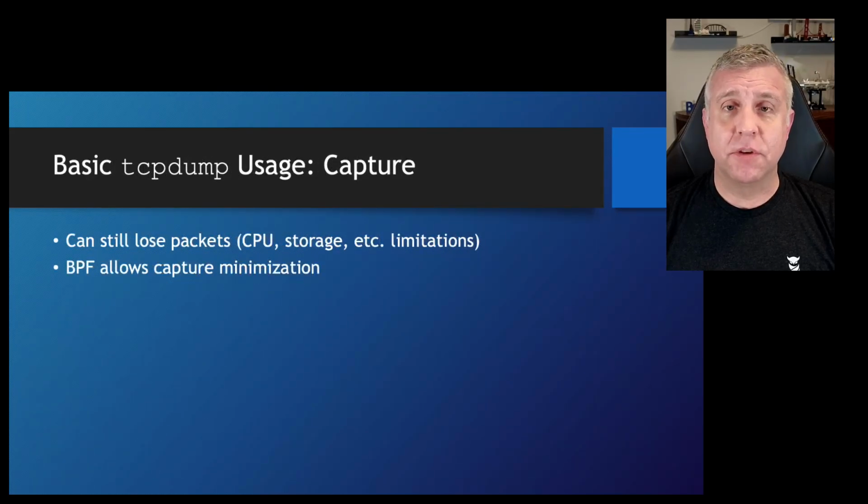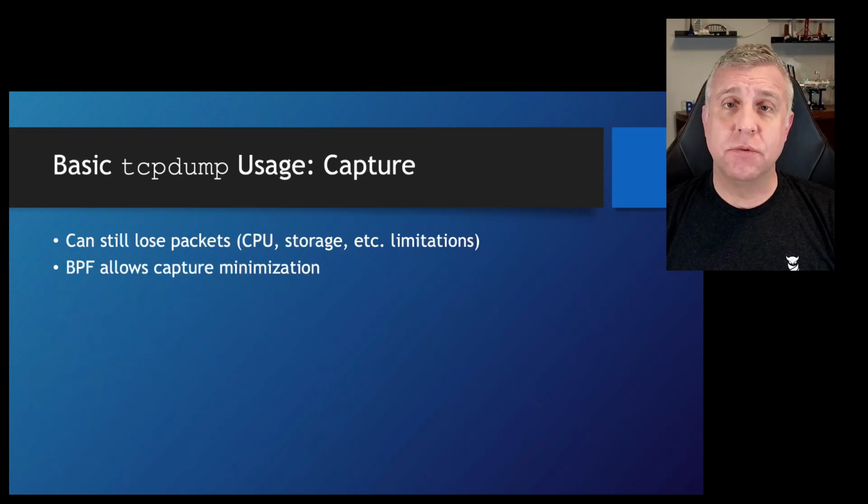Now, the basic usage that we're going to start with TCP Dump is simply doing traffic capture. So think a live network interface and I want to create PCAP files. The BPF is going to allow capture minimization, but we can't guarantee that we're going to get every single packet. We still might lose some of those packets. Now, that might be through resource exhaustion. That might be through bandwidth constraints on a network interface. That could be from a whole variety of other parameters or other restrictions. But the idea is we can't guarantee we're going to have 100% complete full packet capture.